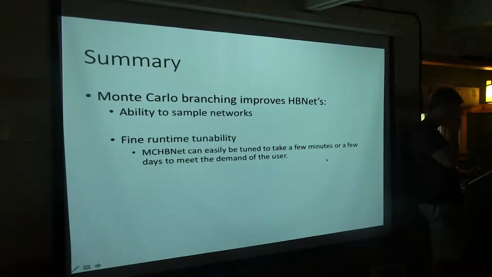So in summary, the Monte Carlo protocol can improve HBNet's ability to sample networks. We can sample more space now, and it's also more tunable. There's really only one parameter you have to tune. I guess there's two. There's extra chi sampling, but the more fine-tuned parameter is just the number of trajectories you run. You just give it a number, maybe a few million, and Monte Carlo HBNet divides it evenly over all the starting seeds, and that's really all the user has to worry about.